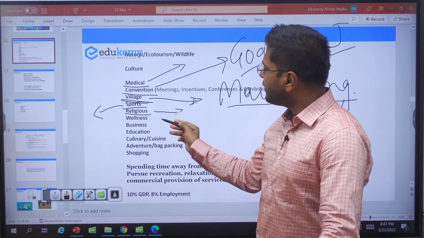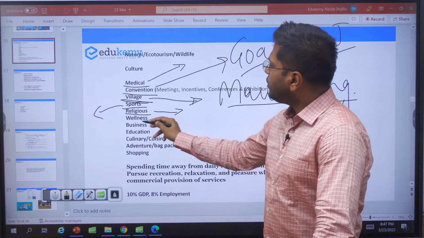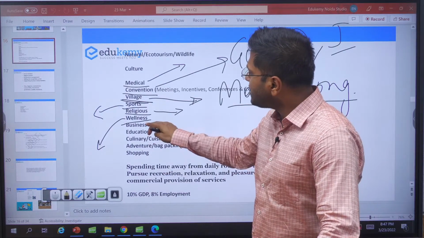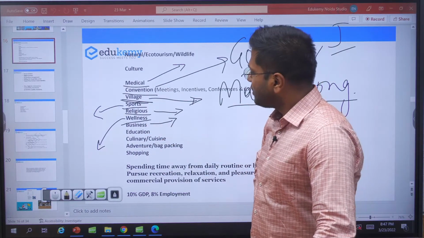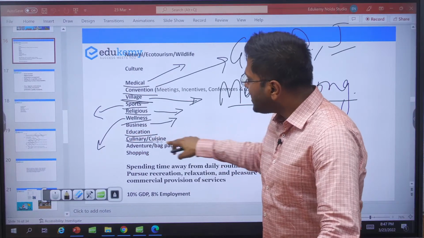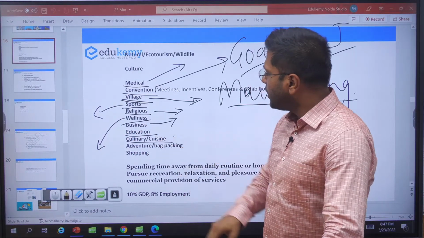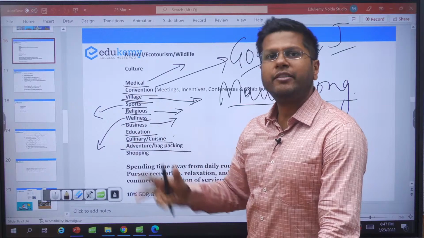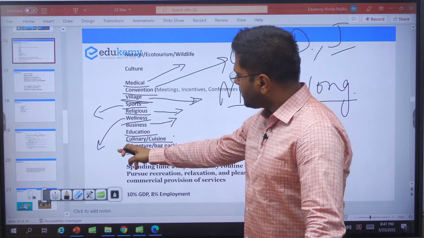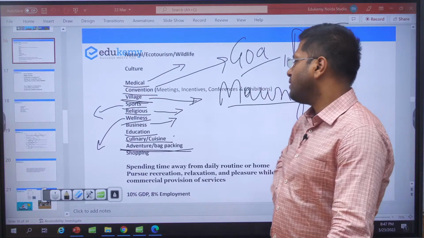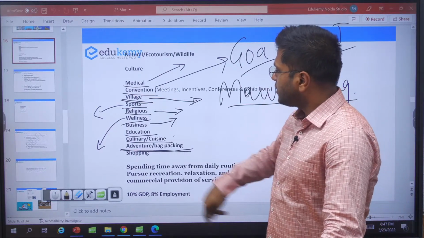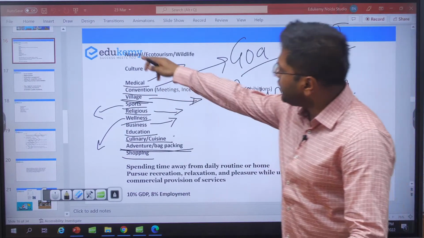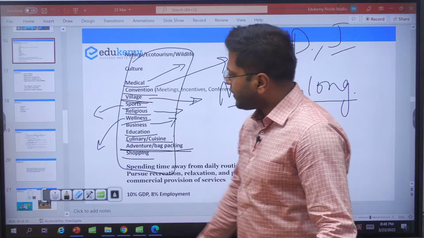Religious tourism, religious circuit for Buddhists, for Jainas. Wellness tourism for yoga, for naturopathy, right? Business tourism, okay, some place. Education tourism, cuisines tourism, right? Going to Ahmedabad, going to Hyderabad. Adventure, backpacking, talk of those places along Western Ghats or Himalayas where people travel to, right? So an example of this is Chandratal in Himachal Pradesh. Shopping tourism, where to go for shopping, right? So give examples of each of them.